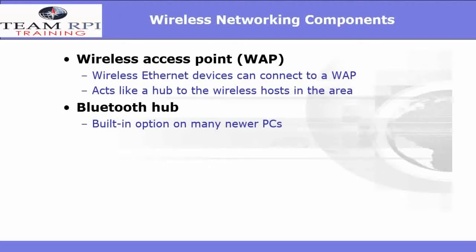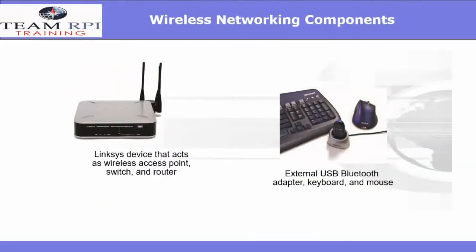So wireless connectivity all starts with the access point, or the WAP. Wireless Ethernet devices connect to the internet via the wireless access point. And many of today's PCs add the option to create a Bluetooth network via a Bluetooth hub. Here you see a standard Linksys wireless access point and an external Bluetooth hub that's providing connections for peripherals like keyboards and mice.